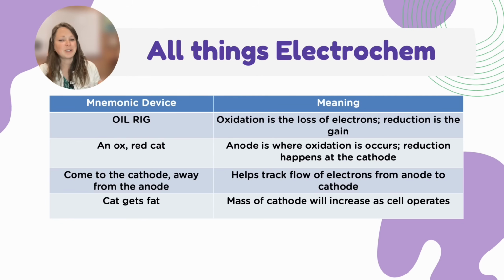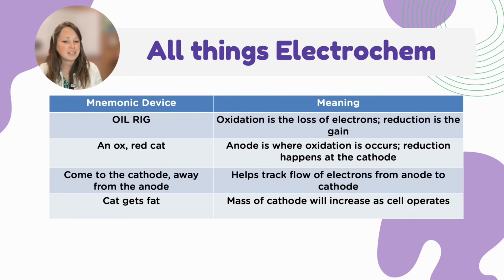All right, so these are some of the things with electrochem. It sometimes can just be so counterintuitive. So there are a bunch of mnemonic devices to help you memorize kind of what's going on there. OIL RIG or LEO goes GER just helps you remember that oxidation is the loss of electrons, reduction is the gain. And An Ox, Red Cat, tells you what's happening at each electrode. Oxidation happens at the anode, reduction happens at the cathode. For the movement of electrons, it's just a play on the first letter, right? Electrons come to the cathode and they move away from the anode.